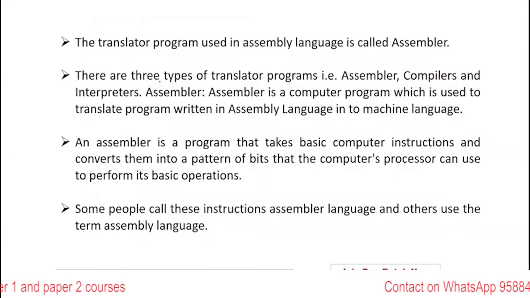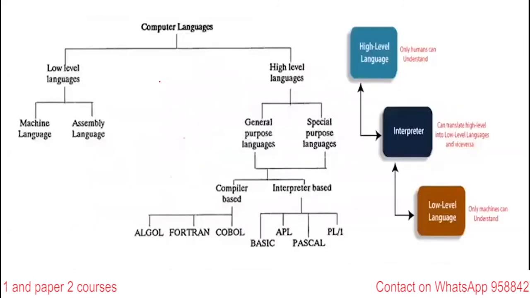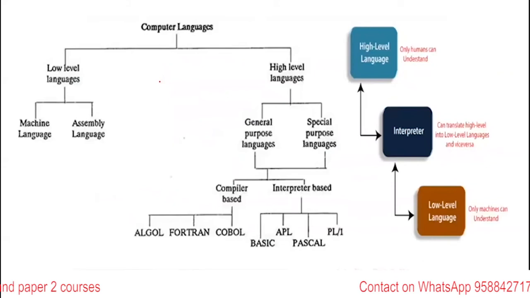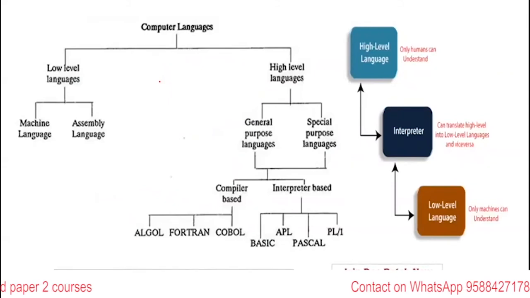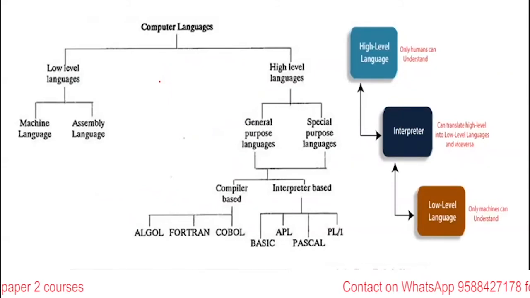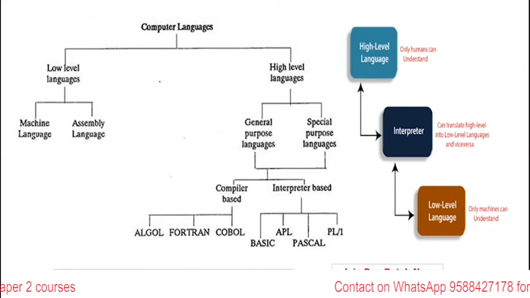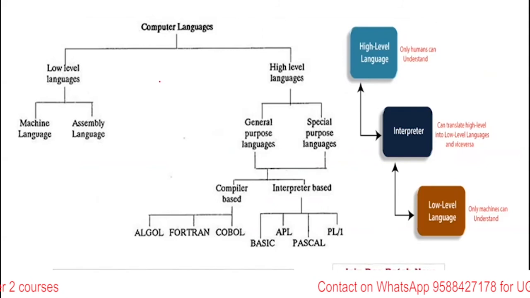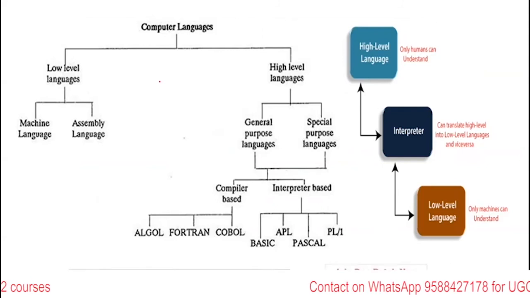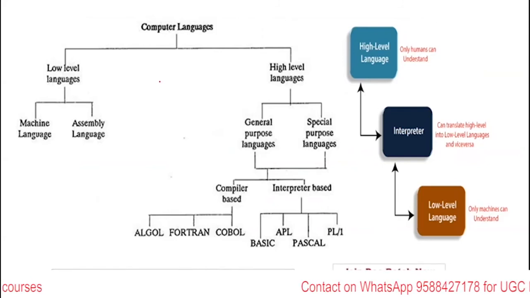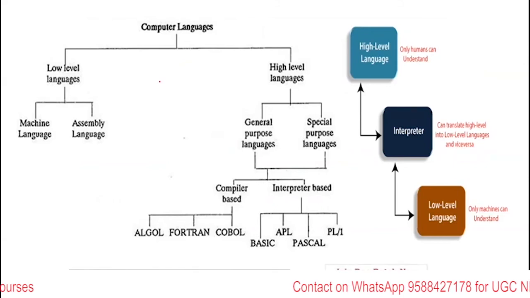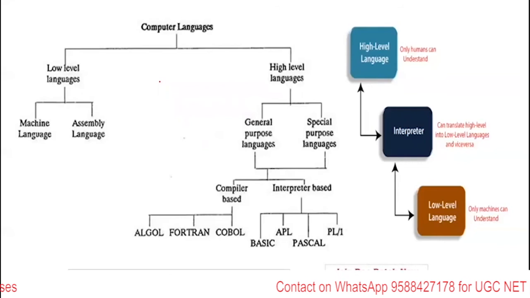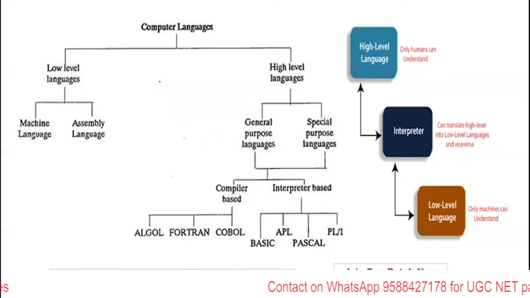Then the computer languages. We'll first see the slide and then come back to it. Computer language is divided into two, high level and low level. Low level language is machine language and assembly language, whereas high level has general purpose or special purpose languages, in the form of compiler or interpreter. In compiler, you have ALGOL, Fortran, COBOL, all those languages. Interpreter is like BASIC, APL, Pascal. These are the languages.